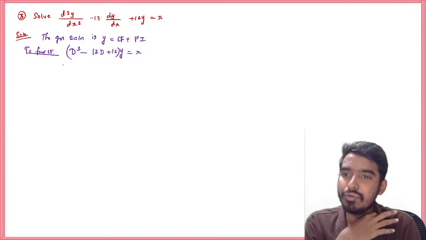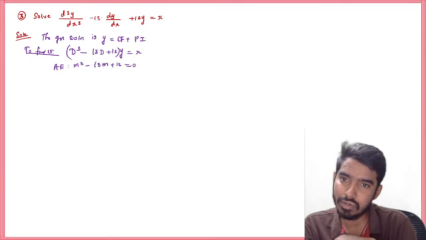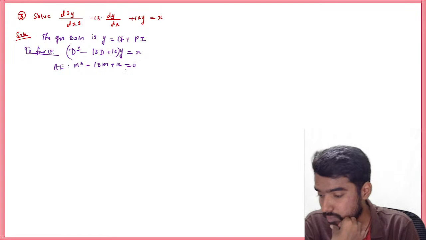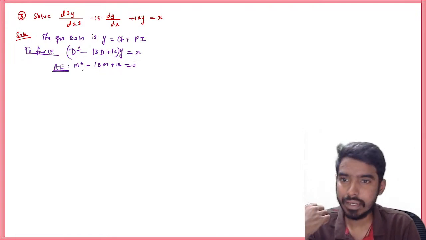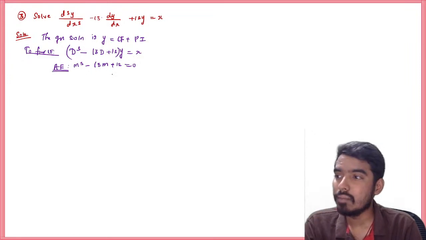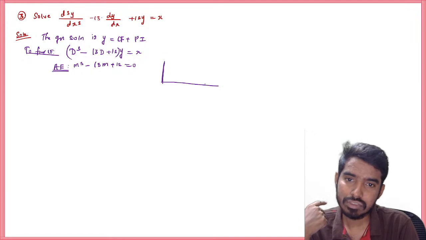To find the CF, we will find the auxiliary equation, which is m cube minus 13m plus 12 is equal to 0. Now clearly you can see 1 is one root, because 1 minus 13 is minus 12, and minus 12 plus 12 is 0. So that means 1 is one root. We will find the other roots.